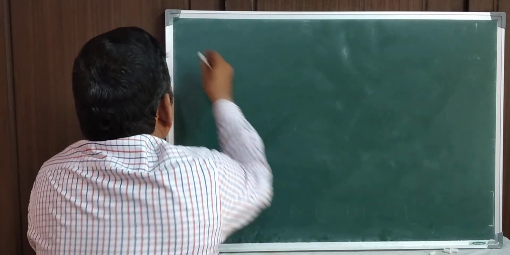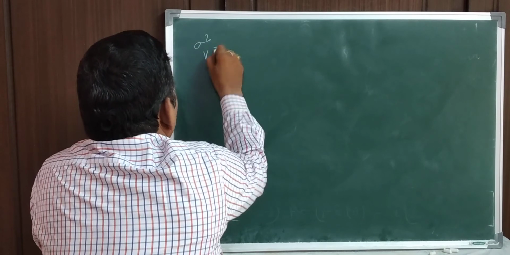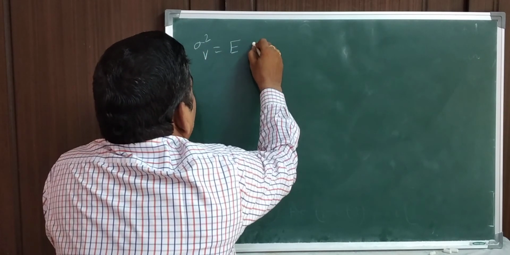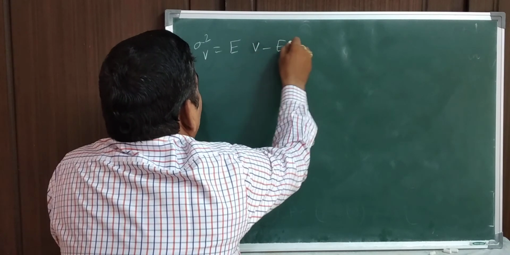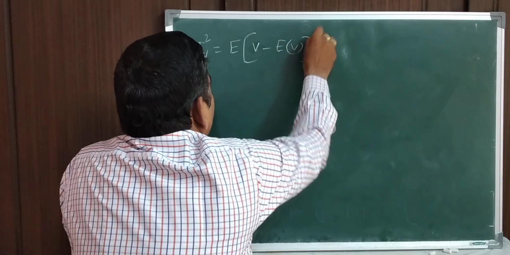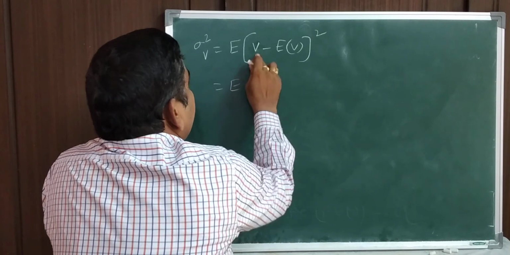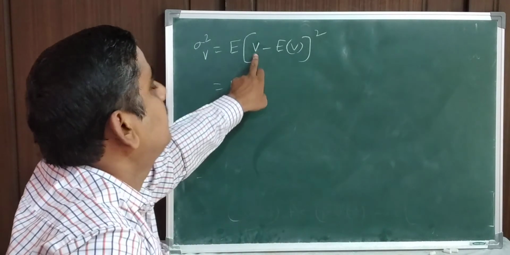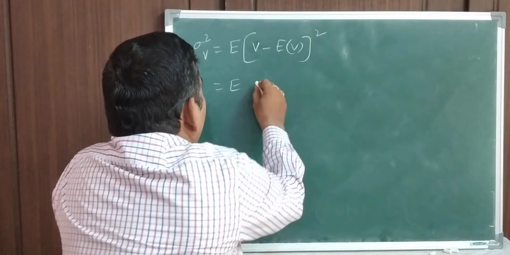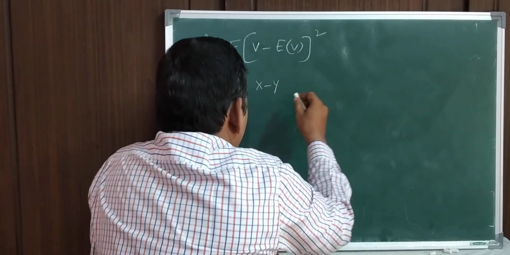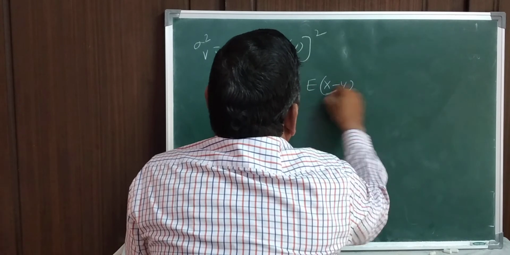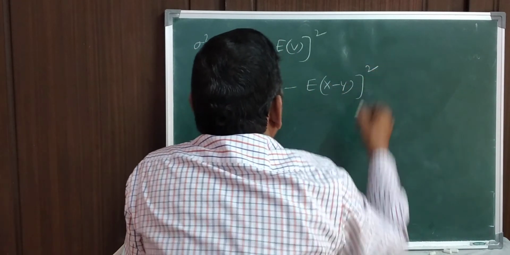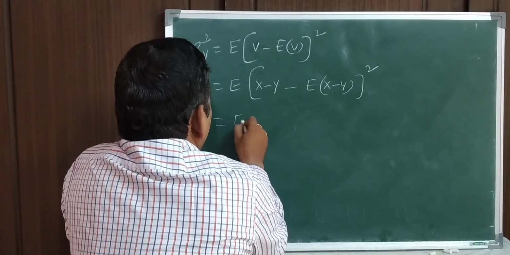What is sigma square v? It is the expectation of v minus expectation of v, whole square. This is the formula, in which v is nothing but x minus y. So it is the expectation of x minus y minus expectation of x minus y, the whole square.